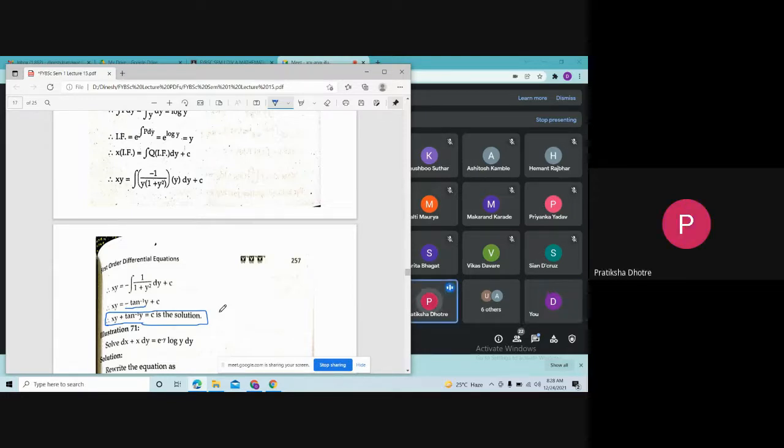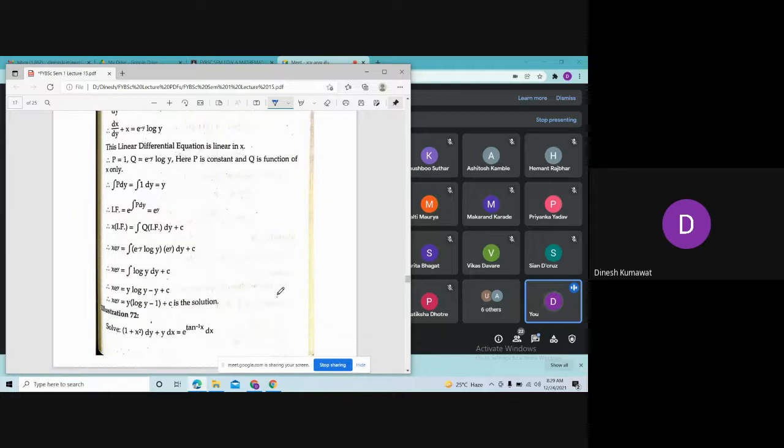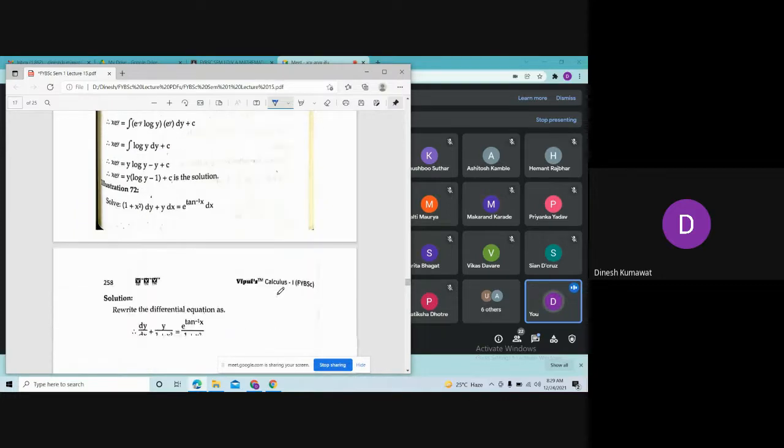Yes, sir. Does anyone have any problem with this? No, sir. Okay. Now I am leaving the remaining examples for your homework, because we have solved three to four problems based on the same.